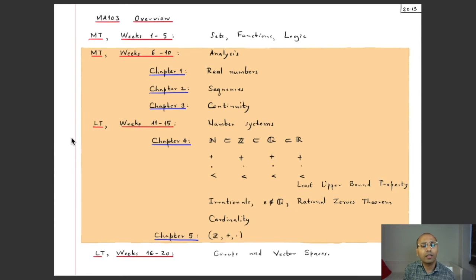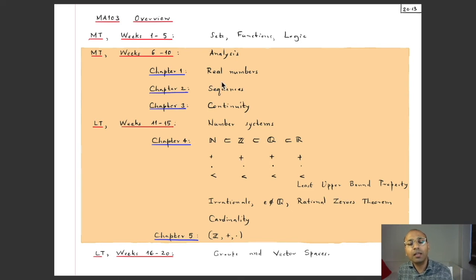So that was a quick recap of the topics that we learned in chapter 5, but let me also give you a quick overview of what we have learned in MA103 in my part. In the first 5 weeks of Michaelmas term, which were not given by me, you learned about sets, functions and logic essentially. And then in the last 5 weeks of Michaelmas term, which were given by me, we learned about the foundations of analysis. So we basically covered 3 topics, chapters 1, 2 and 3 from my lecture notes.